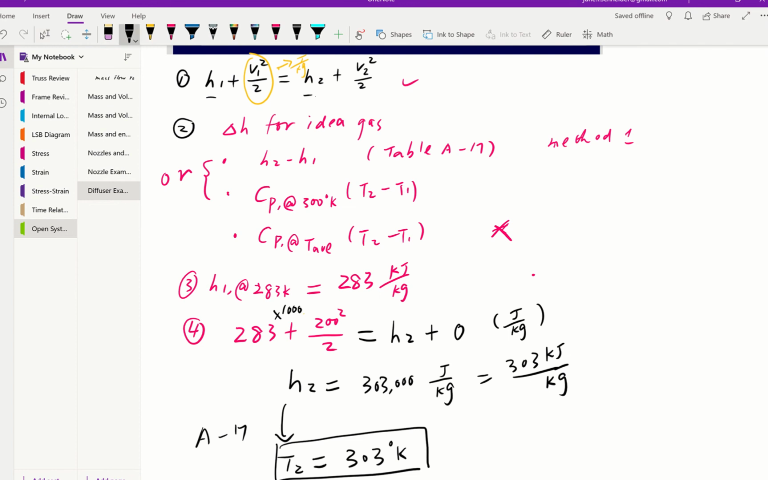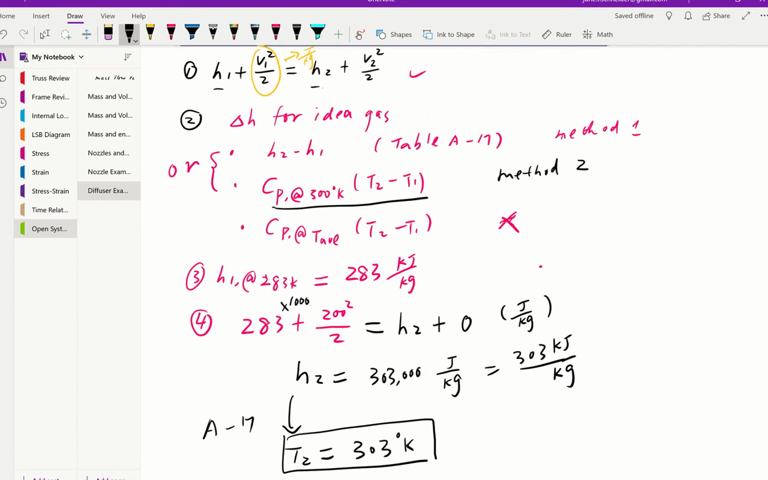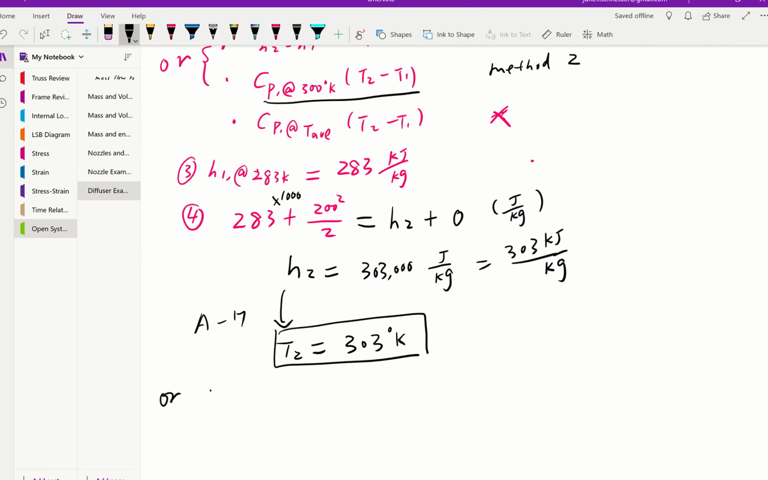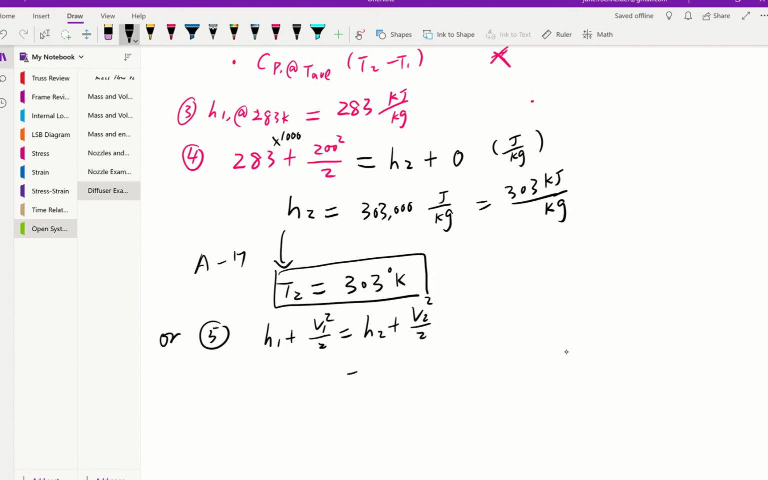Using delta h for ideal gas, now I'm going to try method number 2. We're going to use Cp at 300 Kelvin to approximate. Method 2 is more of an estimate, while method 1 is more accurate because it's tabulated data. But now let's give method number 2 a try. So we have h1 plus half V1 squared equals h2 plus half V2 squared. Then we'll have h2 minus h1, that's going to be our delta h, right?